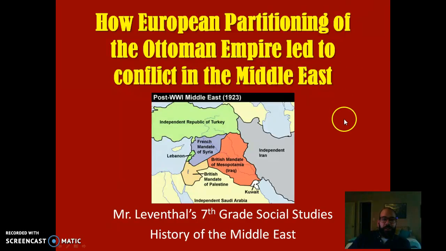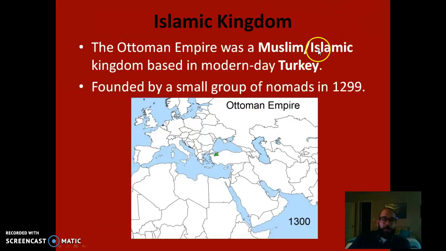So let's get started. The Ottoman Empire was a Muslim kingdom, so they were Muslims, they practiced Islam, and it started in modern-day Turkey in the year 1299. You guys can see here in this map, this picture here. Here in Turkey, this little green area, that's where the Ottoman Empire started.